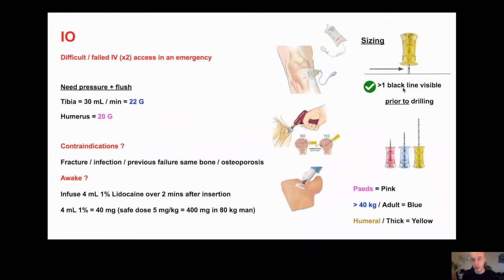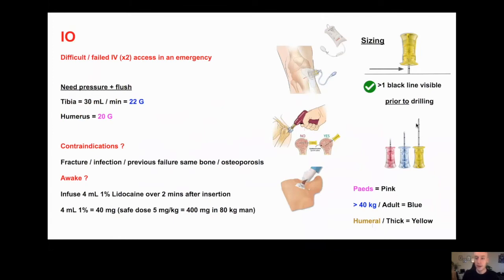So the way that you size them up is, before you've even drilled, you connect it on, it's got a little magnet, and then you put the IO gun in, and the needle goes through the subcut tissue, through the fat, and then it hits the bone. At this point, you need to make sure that you've got at least one black line visible. You could have 3 black lines, that's okay, but your IO is going to be hanging out, so it's probably not appropriate. Similarly, let's say you tried to put the blue in a large male's tibia and you don't have any black lines visible, well, that's inappropriately sized and you need to go to the yellow, right?